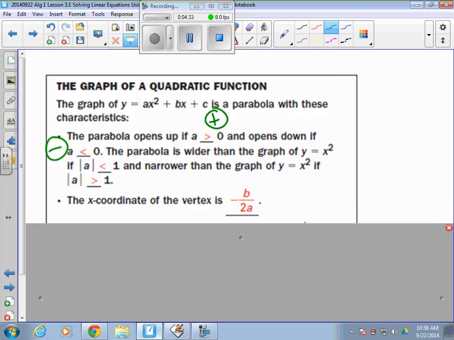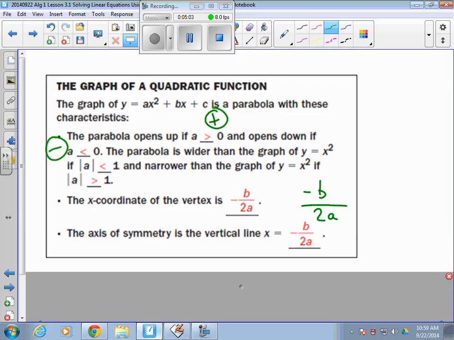Okay, this is important. I'm going to write this one up on the board for you. The x-coordinate of the vertex is negative b over 2a. This is how you find the x value. Once you find the x value, you simply plug the x value in, just like the bell work, to find the y value, and that gives you the vertex.